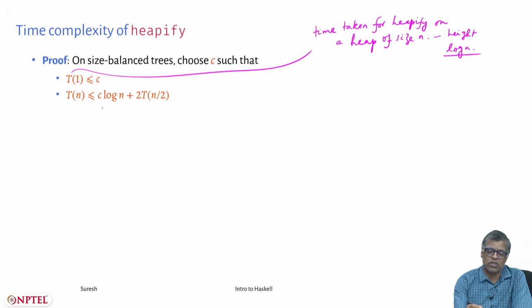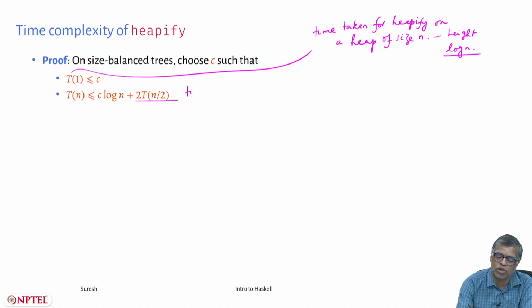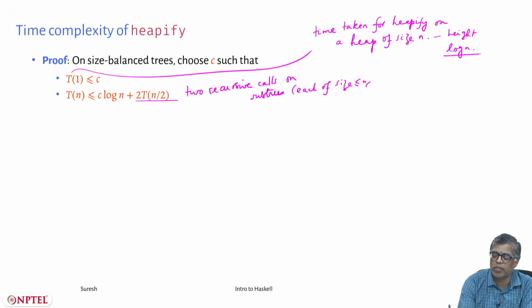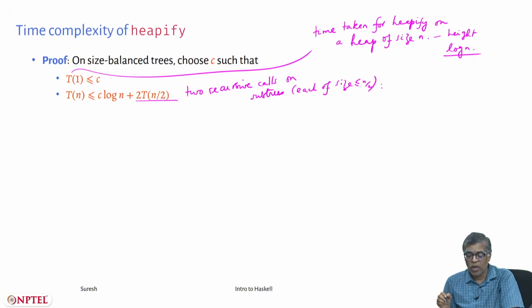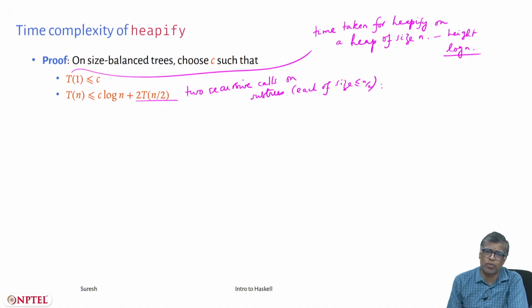Okay, these are the two recursive calls on subtrees, each of size less than or equal to n/2. Each is of size less than or equal to n/2 because this is size balanced. Otherwise this wouldn't work.